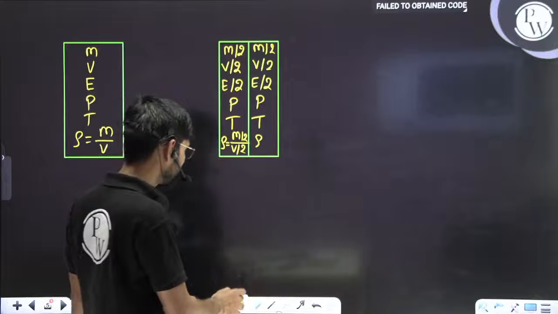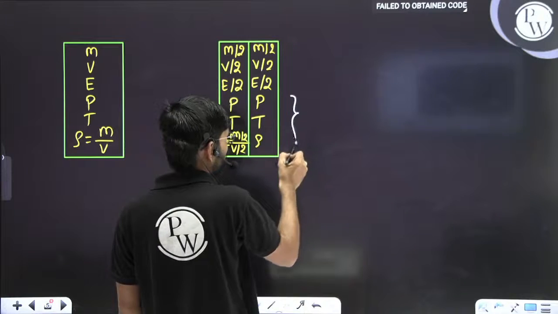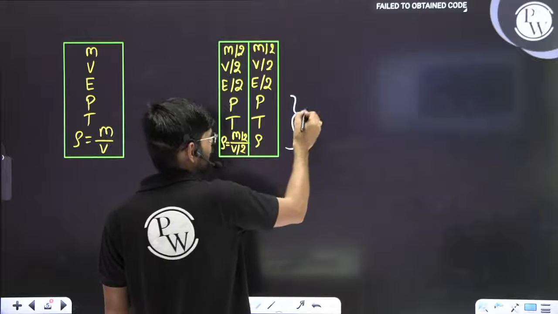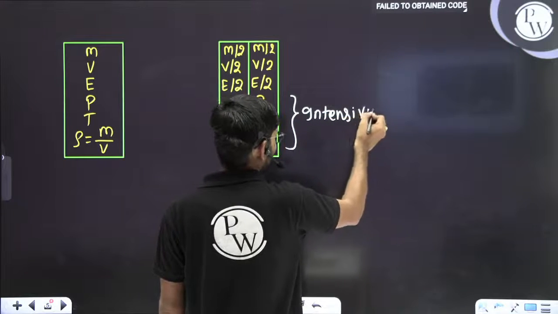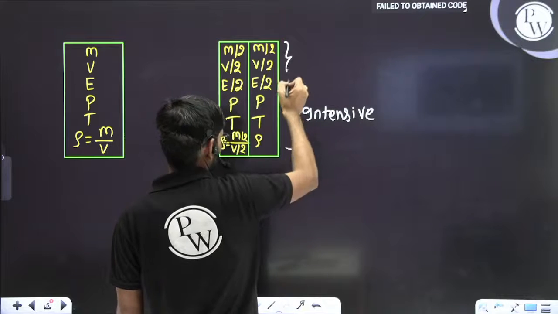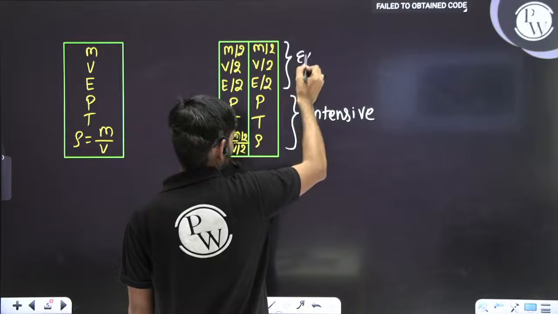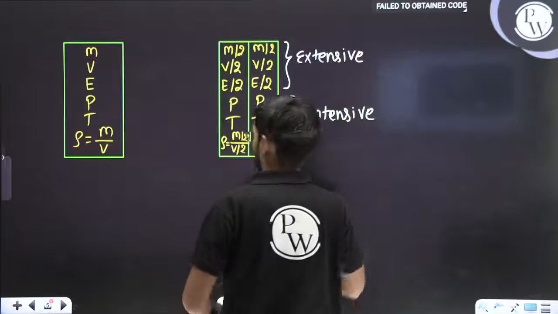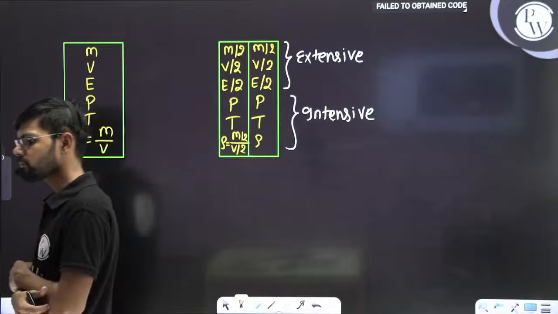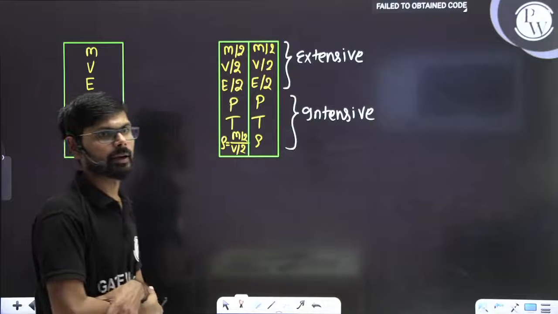The properties which do not change with size are called intensive properties. And the properties which depend on the size are called extensive properties. Is it clear to everyone? Is this clear?